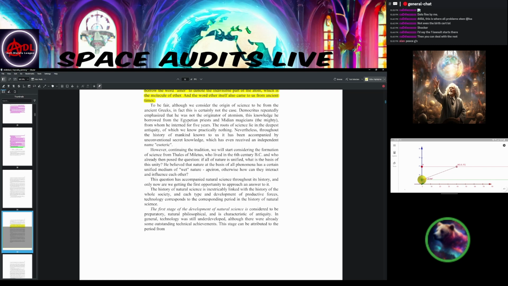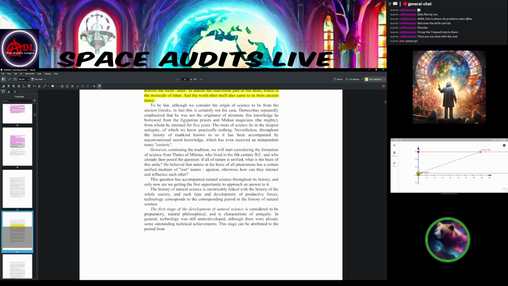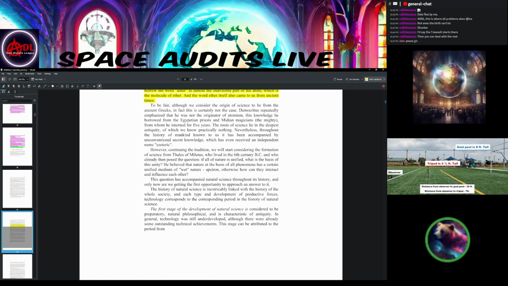The roots of science lie in the deepest antiquity of which we know practically nothing. Nevertheless, throughout the history of mankind known to us, it has been accompanied by unconventional secret knowledge, which has even received an independent name, esoteric. So yeah, the esoteric hidden knowledge and all that.